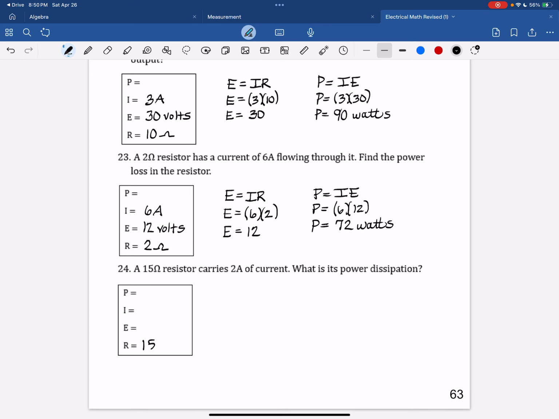A 15 ohm resistor carries 2 amps of current. What is the power dissipation? So E equals IR. This will give us voltage. And then once we get voltage, we can find power. That's 30 volts. And then P equals IE will let us do 2 times 30. And that would give us 60 watts.